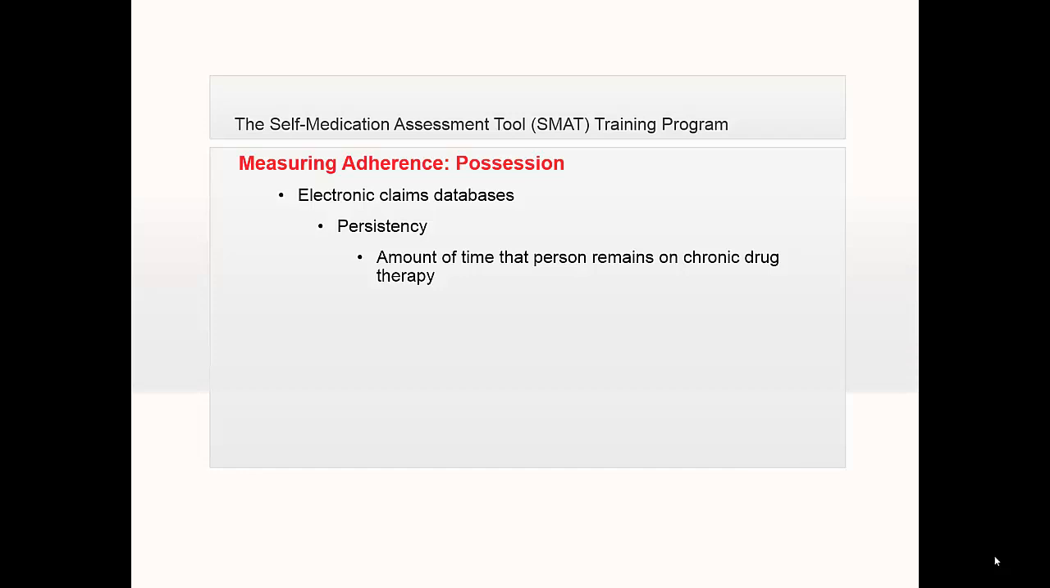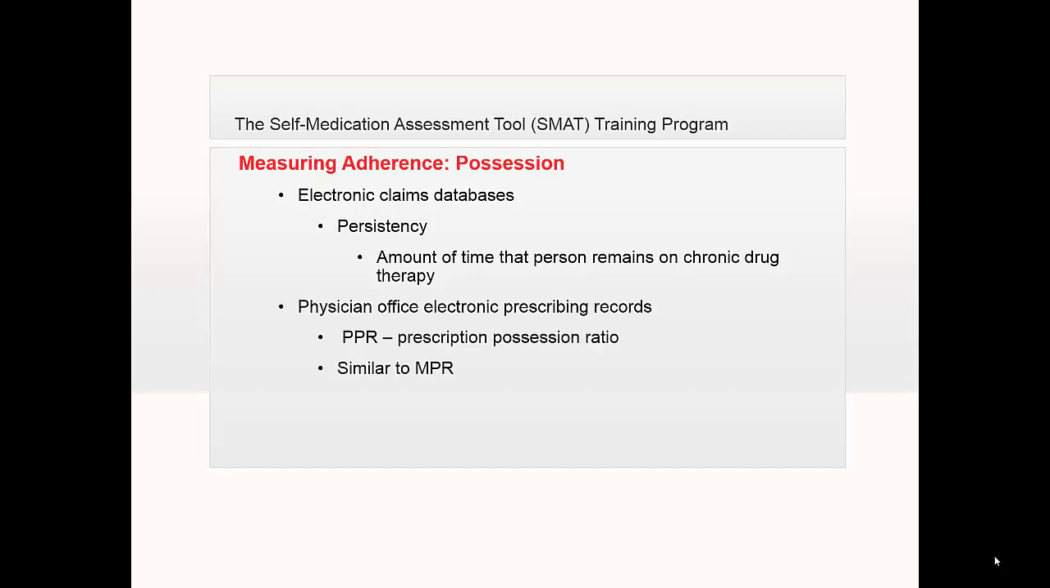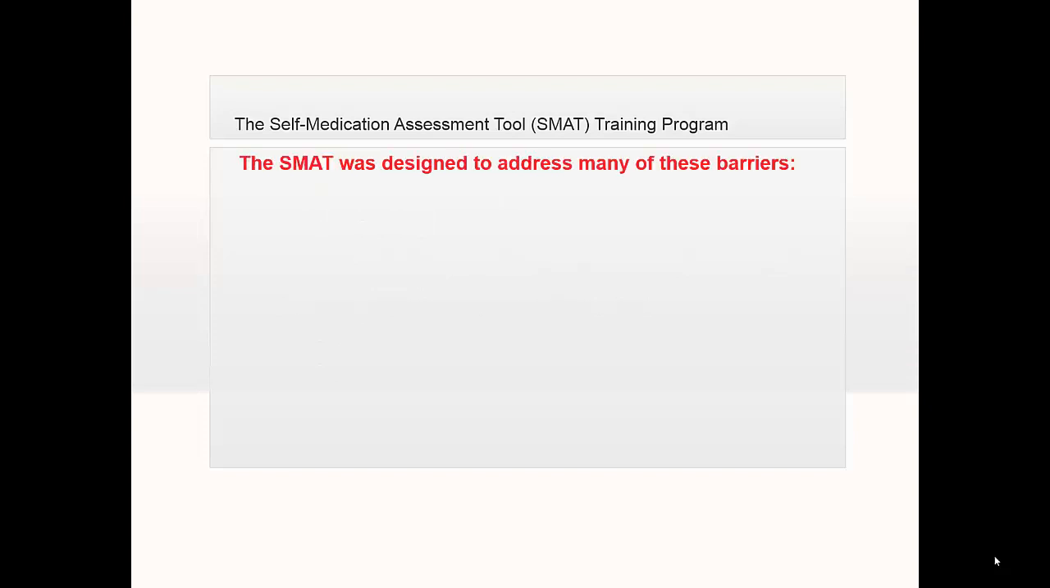Electronic claims databases can also determine persistency, which is the amount of time that the person remains on chronic drug therapy. A physician office electronic prescribing record can also give a prescription possession ratio, which is similar to the MPR. Given the various barriers to medication adherence and to its measurement, there was a clear need to develop a comprehensive and easy-to-use tool such as the SMAT.